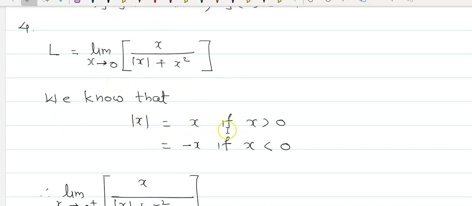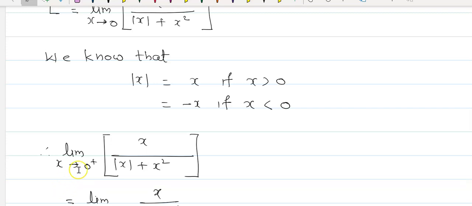Now, limit x tends to 0, x upon mod of x plus x square. We know that mod of x is equal to x if x is positive, and equal to minus x if x is negative.